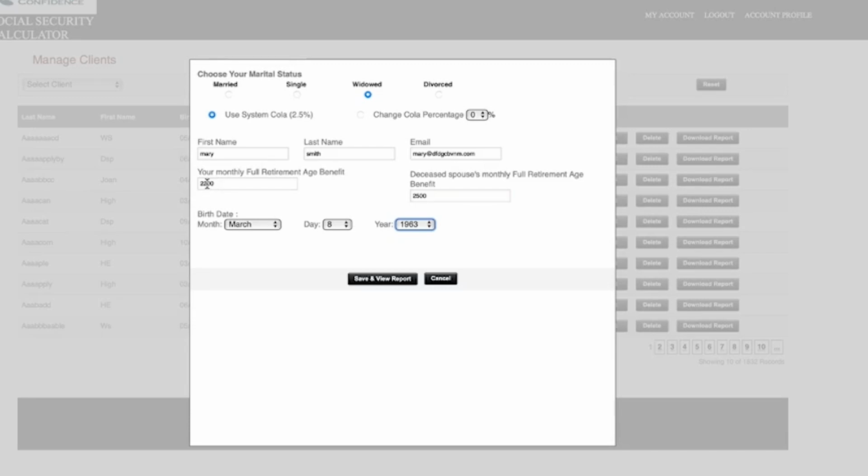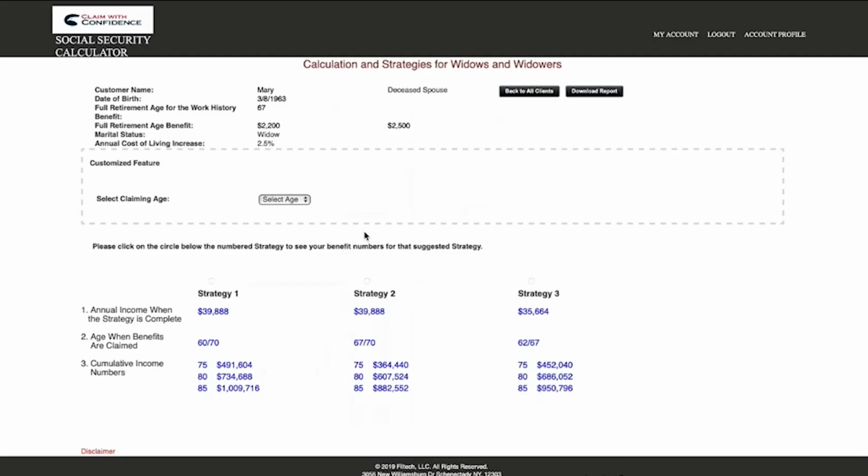So actually her own benefit, if she waits till age 70, is going to end up being bigger than the survivor benefit. Let me show you how this would work. Now we hit save and review. This is the output. Again, here's the information that we inputted. Mary, date of birth of March 8th of 1963. Her benefit is $2,200. Her deceased spouse's full retirement age benefit is $2,500.